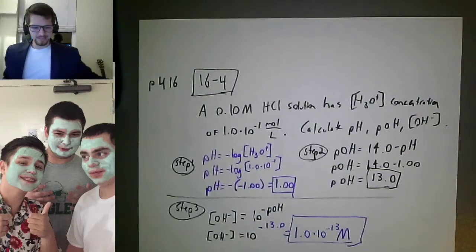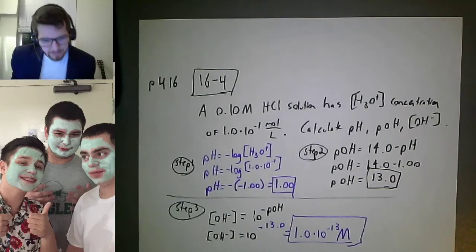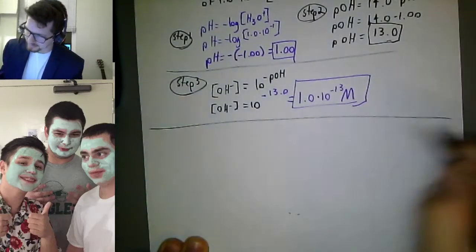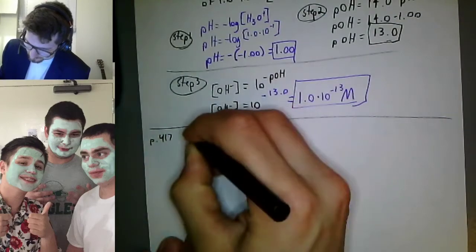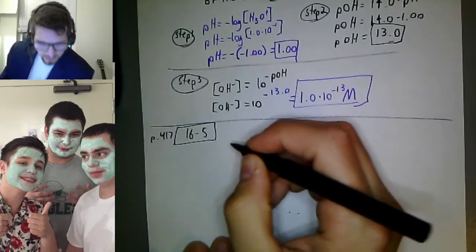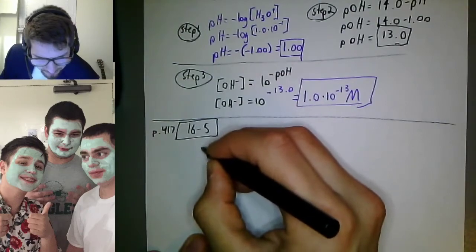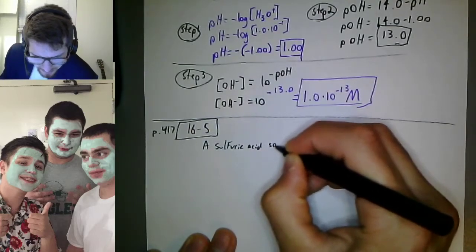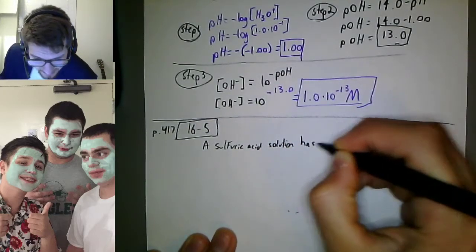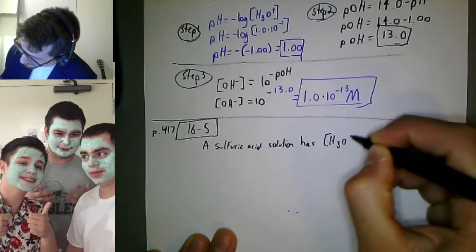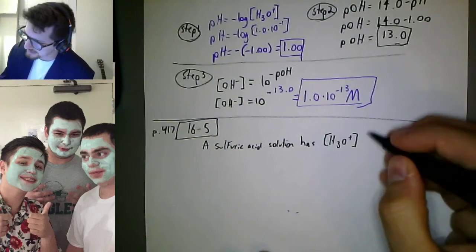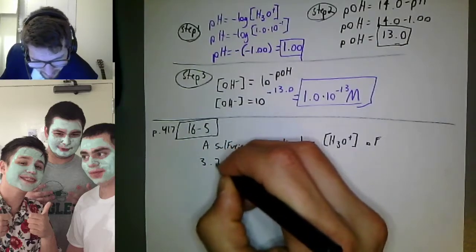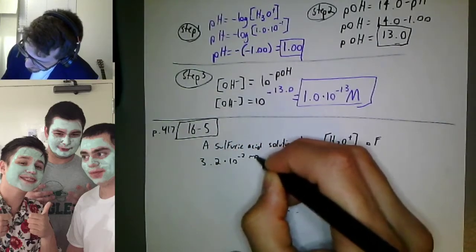So let us move on. I believe there's one more problem in this chapter. Yes, there is. 16-5 right on the next page. What does it say? A sulfuric acid solution has a hydronium ion concentration of 3.2 times 10 to the negative 2 moles per liter.